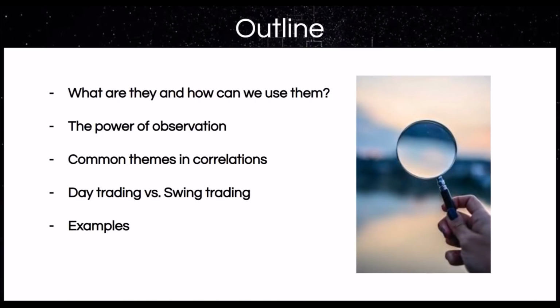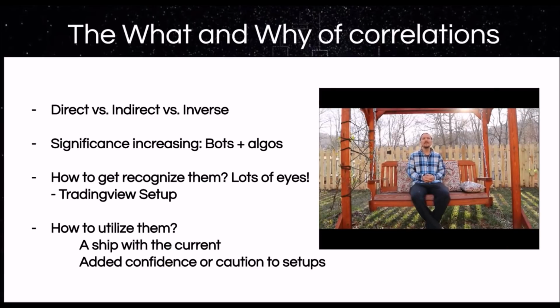We're going to be looking at what correlations are and how we can utilize them, the power of observation and how that is critical to recognizing these correlations, common themes in correlations seen throughout history, how day trading and swing trading can differ in this aspect, and some examples of how we have seen these correlations play out in the past. So what are correlations and how can we make use of them?